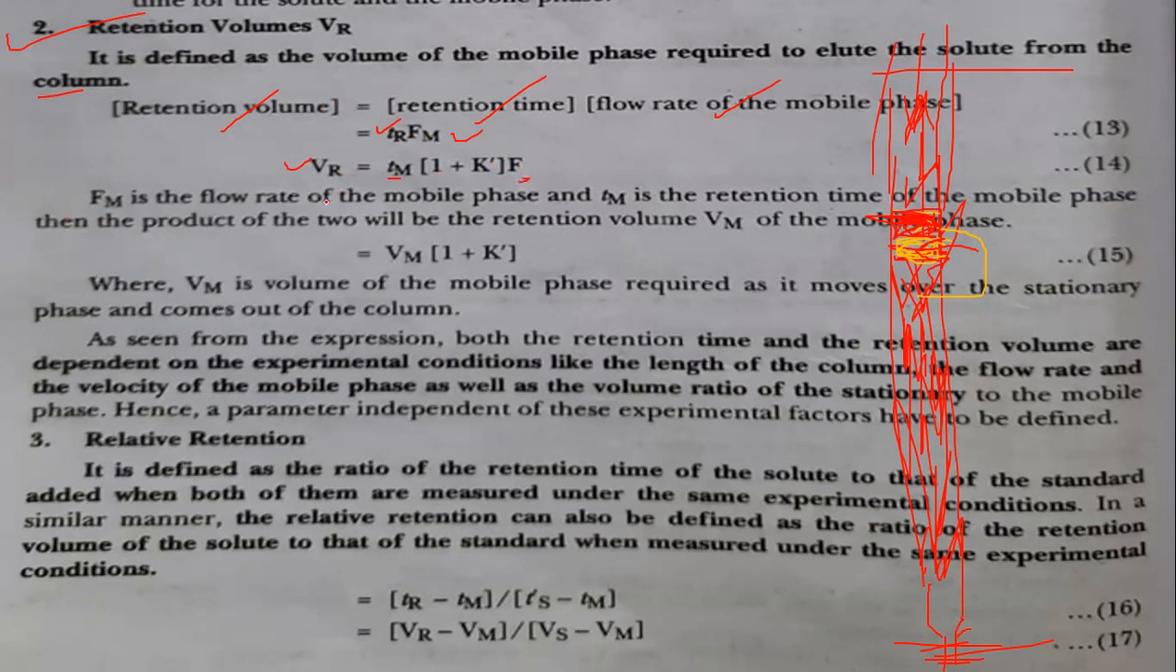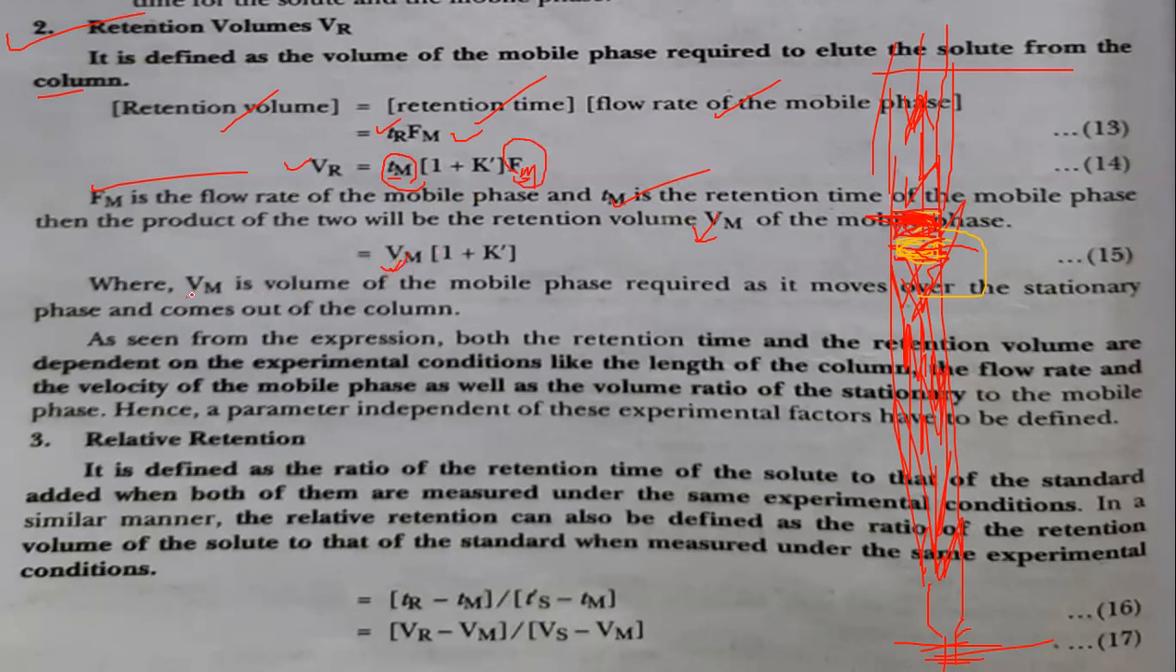Fm is the flow rate of the mobile phase, Tm is the retention time of the mobile phase, and the product of the two will be the retention volume, Vm. Here it should be Tm, here it should be Fm. The product of these two terms is the Vm.